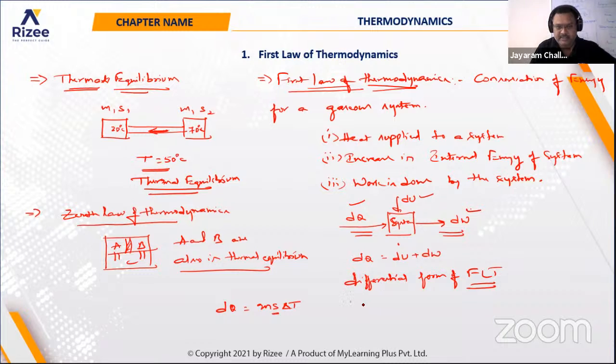If it is concerned with a gas, then it can be written as dQ equal to n C into delta T, the change in temperature. So this is for the gaseous conditions, and the earlier one is for the solids and liquids. From this, you can find Q equal to the integral of n C dT, where the temperature changes from some T1 to T2. This way you can find the heat supplied.